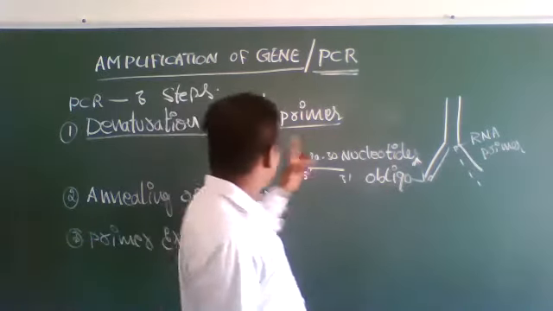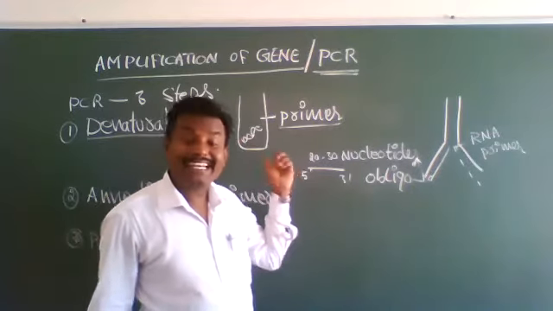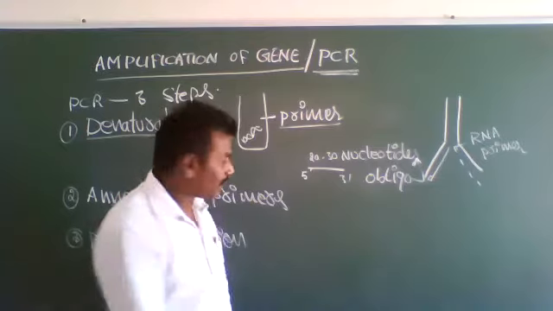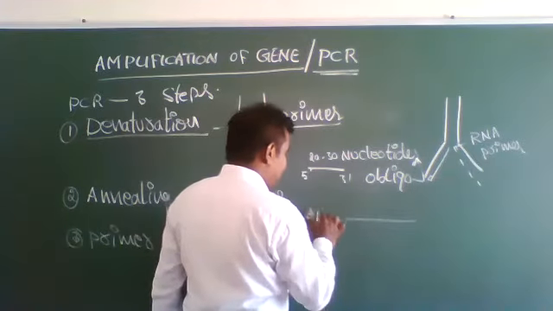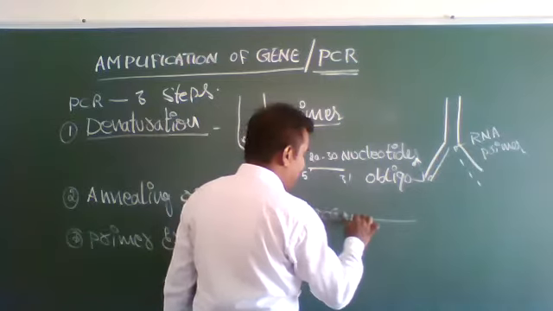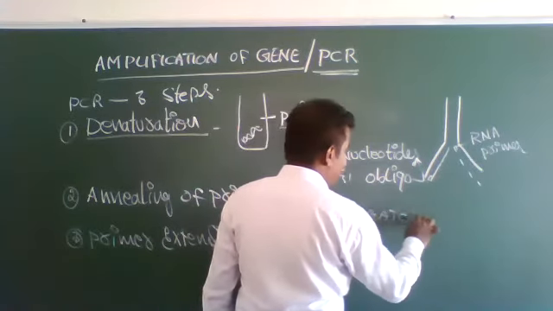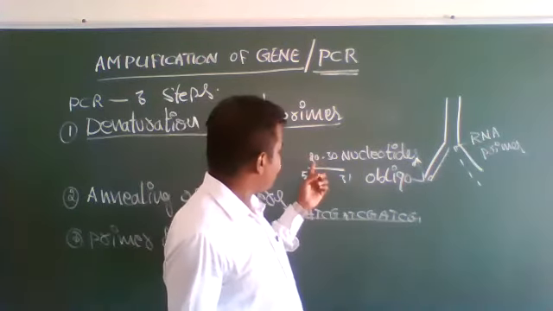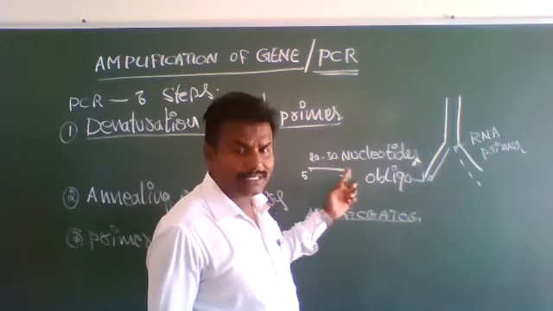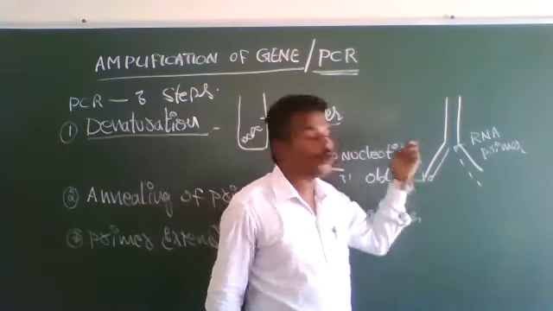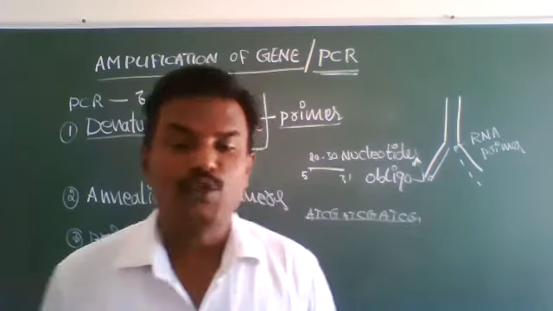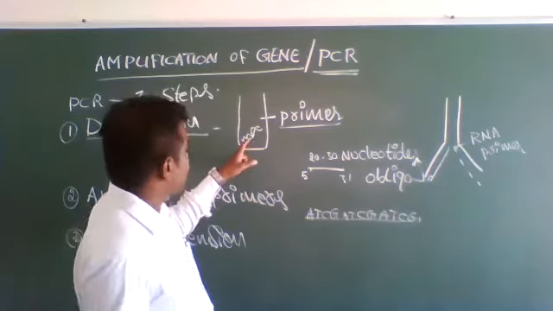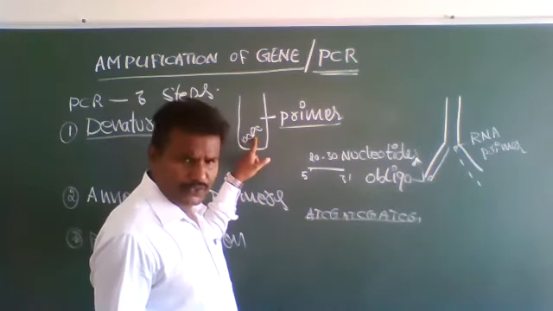Here it is an artificially, chemically synthesized primer which contains 20 to 30 nucleotides. What will be there? Adenine, thymine, cytosine, guanine, repeating like that. Such primers, which contain 20 to 30 nucleotides, are called oligonucleotides.